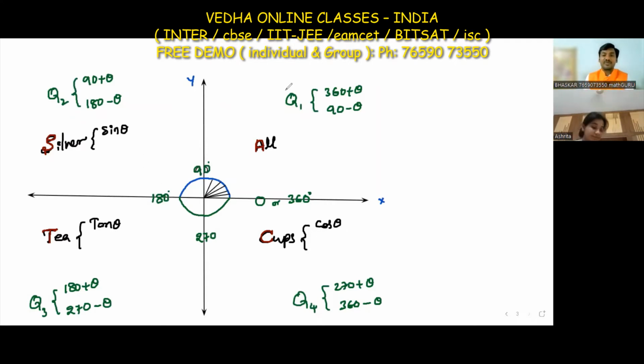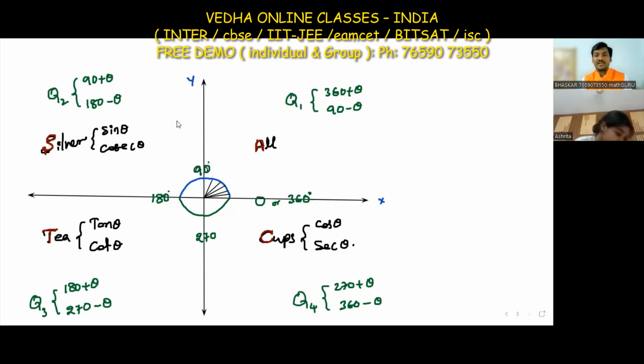What is the reciprocal here? Sine's reciprocal is cosecant theta. Tan's reciprocal is cot theta. And cos's reciprocal is secant theta. These are positive in this quadrant.